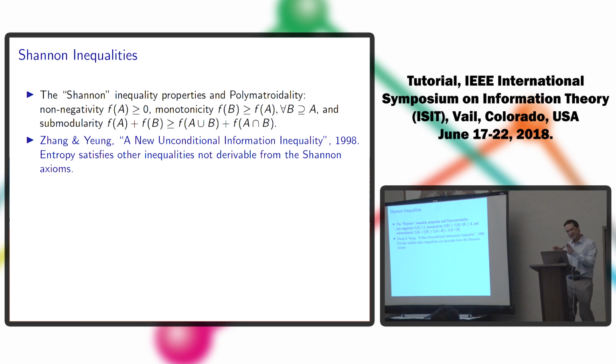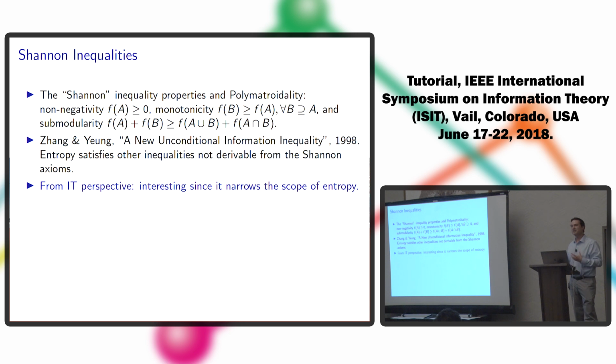Now, this is where we diverge from the IT community and the data science community, if you will. From an IT perspective, this is kind of interesting because it narrows the scope of the entropy function. It says, okay, cool, there are other inequalities we can use. We can prove theorems about entropy that we couldn't prove before. We know more about the entropy function. And there are a number of papers, some involving computer-generated searching of inequalities of the entropy function, that found there are quite a few of them. There's, I think, an exponential number of additional inequalities associated with the entropy function, not derivable from the polymatroidal inequalities.